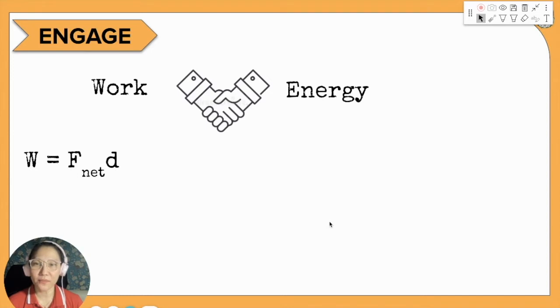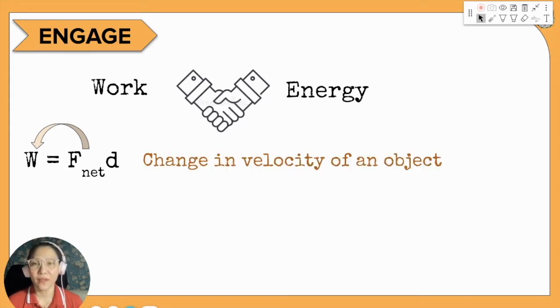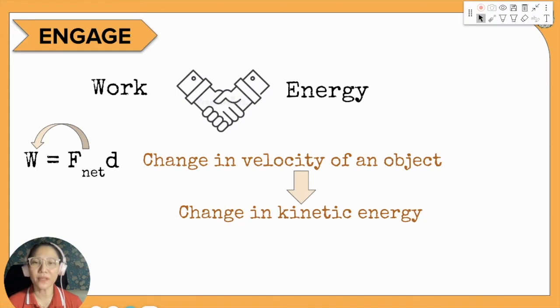So we can go back to the concept of work or to the work formula where you see that a net force is able to do work on an object, okay? And when the force is able to do that, there will be a change in the velocity of an object, where again velocity is the speed with direction. Okay, and then this change in velocity of an object will further give a change in kinetic energy.